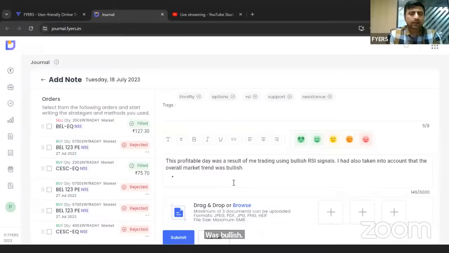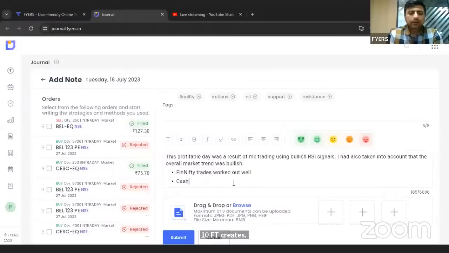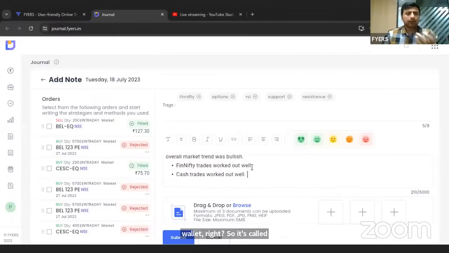नेक्स्ट जाके आई कैन जस्ट राइट अ बुलेट पॉइंट. इफ आई क्लिक ऑन डैश एंड इफ आई क्लिक ऑन स्पेस एक बुलेट पॉइंट बन जाता है. सो आई कैन राइट इन द बुलेट पॉइंट दैट Fin Nifty trades worked out well. Cash trades worked out well. Cash or equity, whatever you want to call it, right? तो इसको लगाने के बाद ऐसे यहाँ पे मल्टीपल एंट्री में कर सकता हूँ. सो करने के बाद एज ट्रेडर्स इतना ही काफी नहीं होता है, राइट?